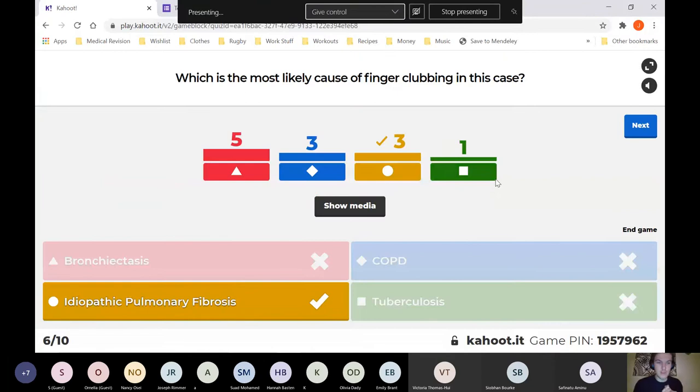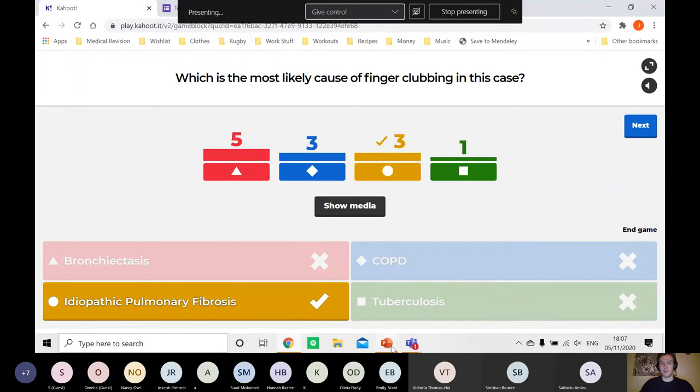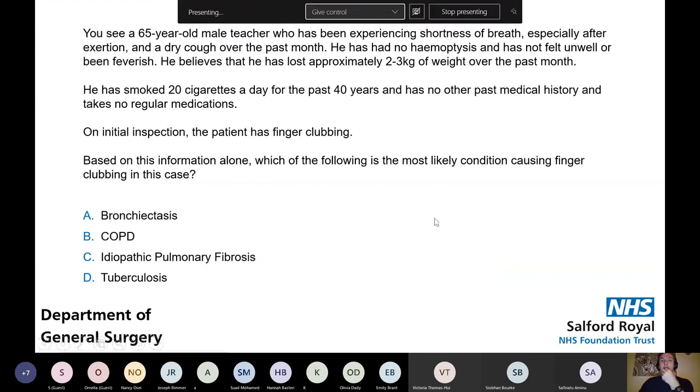So, difficult question, this one. What I'm going to do is talk you through each of the answers and tell you why it's idiopathic pulmonary fibrosis and it's not each of the others. Let's have a look again at the information that we've got here. He's a 65-year-old male. He has shortness of breath, especially after exertion. He has a dry cough, no hemoptysis, not feeling unwell, not feverish, weight loss, smoking history, clubbed fingers.